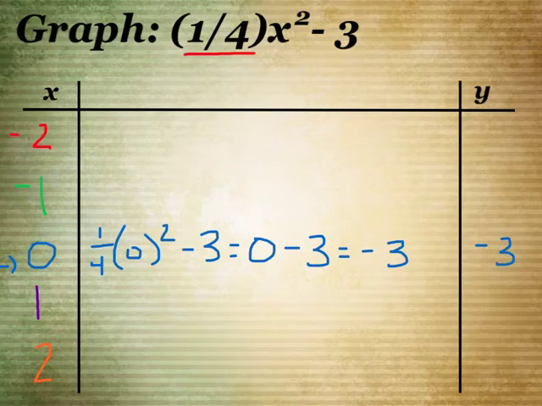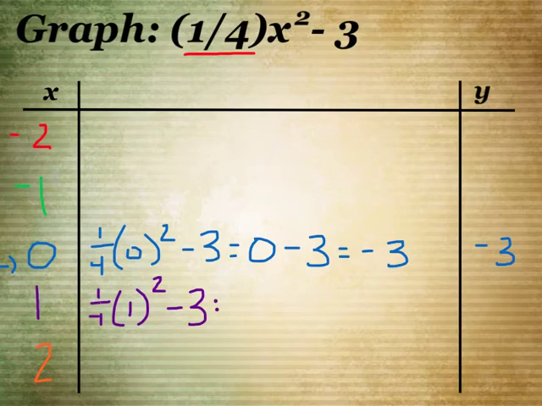Now I'm going to go one in the other direction. I like positive numbers. They're easier. So let's go 1/4 times 1 squared minus 3. There we get 1/4 times 1, which is just 1/4, minus 3. In order to subtract fractions, we need to give them common denominators. So I will multiply my top and bottom by 4/4.